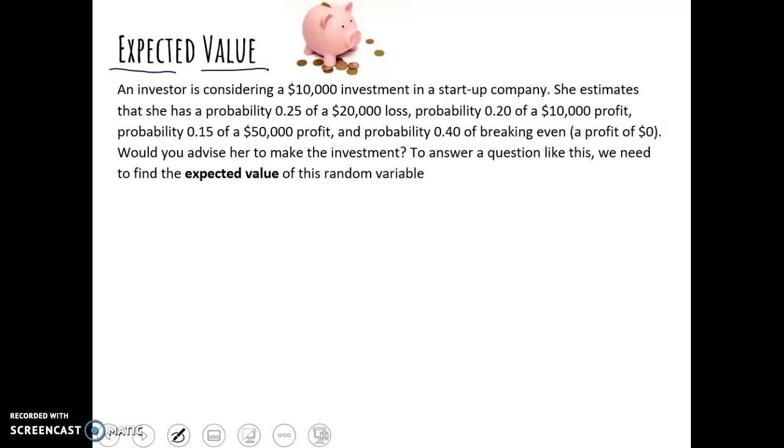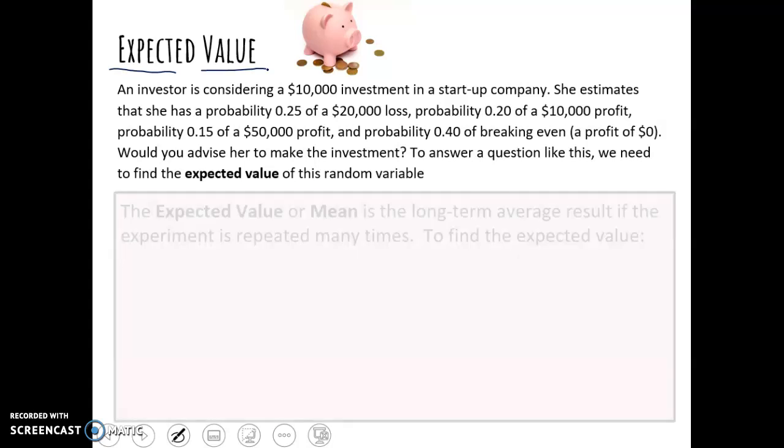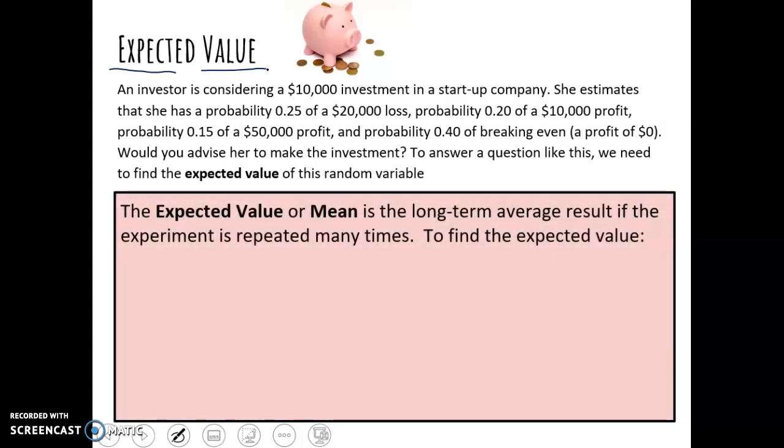So in order to answer this question, we need to find what is called the expected value of the random variable. So expected value, or the mean, when they say expected value, it's the same thing as saying what is the mean. It's the long-term average result if the experiment is repeated many, many times.